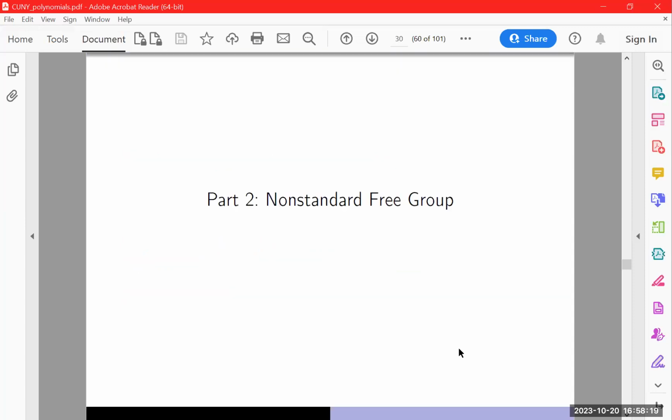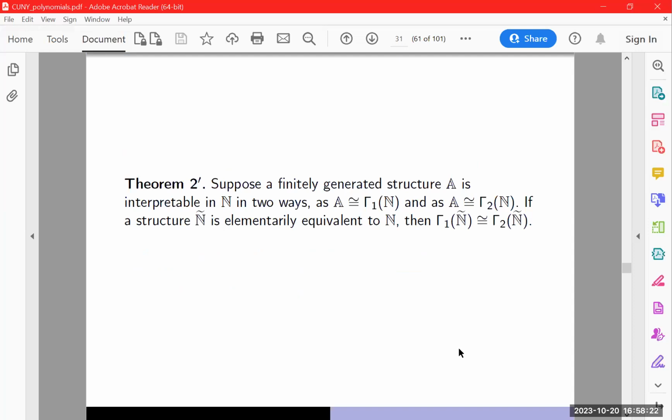Okay. So now let's get to free groups. And with free groups, there is an immediate problem. If you want to interpret a free group in N, take this interpretation over something that's elementarily equivalent to N and see what happens, our theorem 2 from the beginning, which said that the object we get does not depend on the choice of interpretation, doesn't apply anymore because there is no reverse interpretation. So there is no invertible interpretation of a free group in natural numbers.